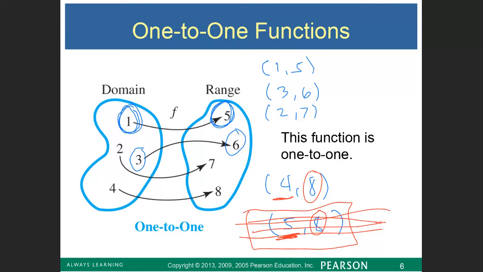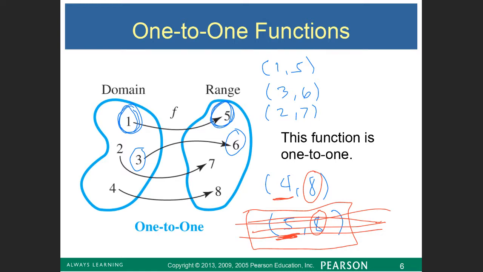There's another way to look at this also. If you use the horizontal line test, you will know if that is one-to-one. Again, using the horizontal line test, a function is one-to-one if every horizontal line intersects the graph of the function at most once. So if you have only one intersection when you draw the horizontal line, then that would be a one-to-one function.